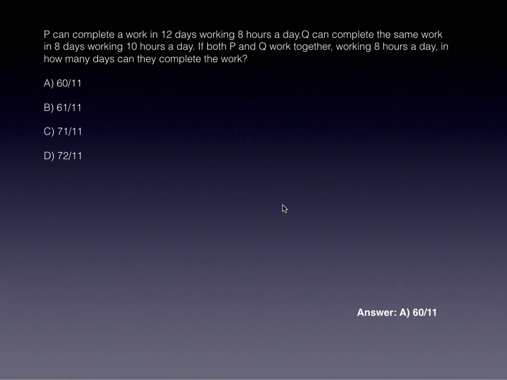P can complete a work in 12 days, working 8 hours a day. Q can complete the same work in 8 days, working 10 hours a day. If both P and Q work together, working 8 hours a day, in how many days can they complete the work?